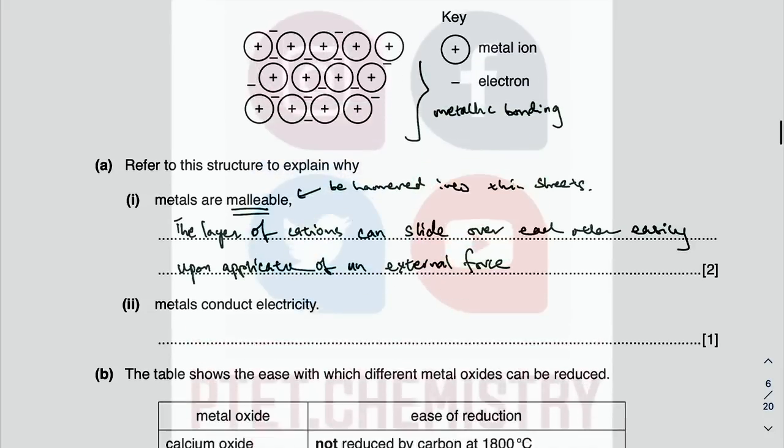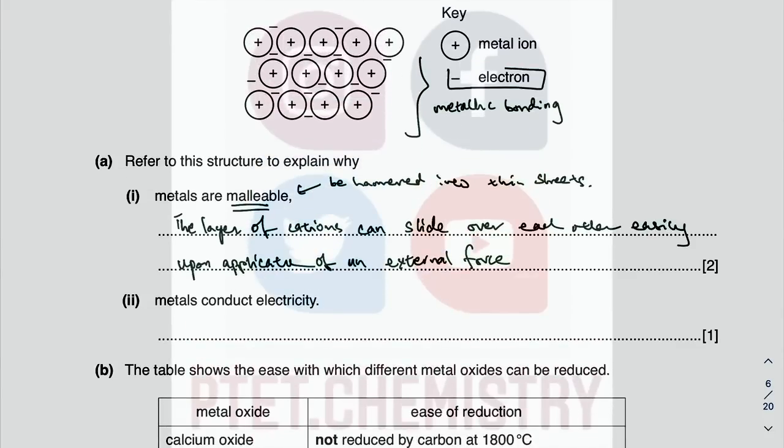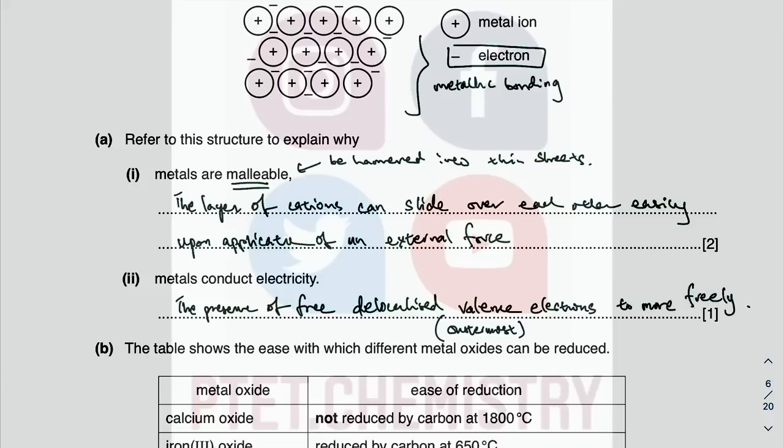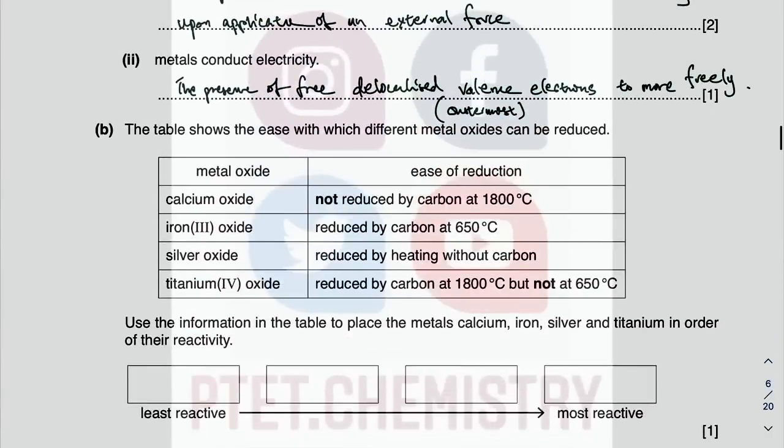As for why it conducts electricity, you have these free electrons that move freely, okay? So the presence of free delocalized electrons, the outermost shell electrons, it's not all your electrons, okay? So they're called valence electrons, or you can say outermost electrons, to move freely, okay? That allows you to conduct electricity.